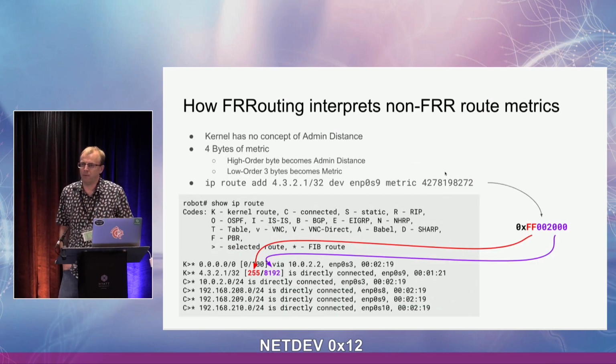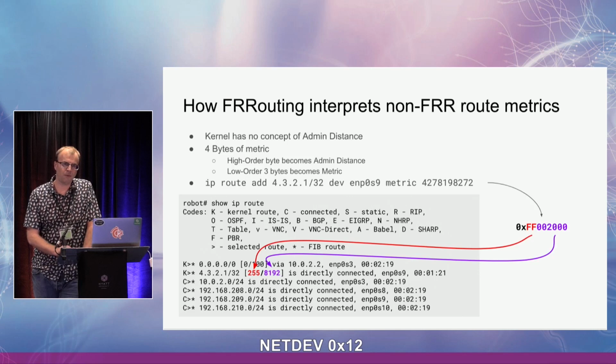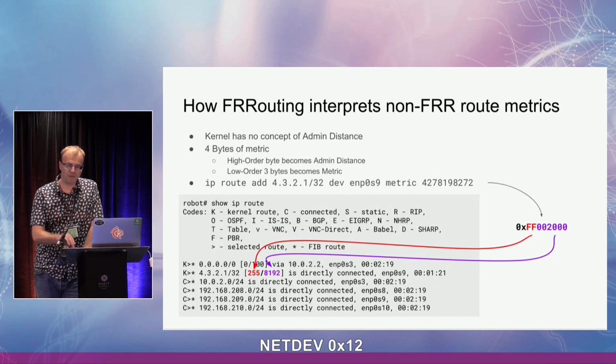All right, so with the Linux kernel, anyone can put routes into the kernel. And as a routing suite, we have to be able to interpret those routes and figure out what admin distance they have so that if a routing protocol like BGP or OSPF or RIP installs the same route, we have to know who wins.